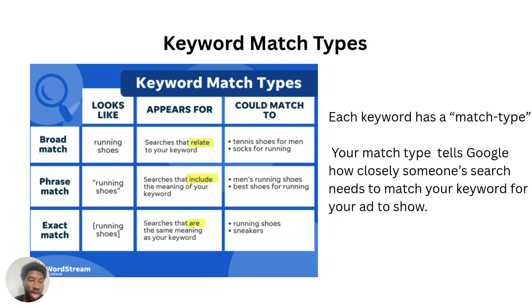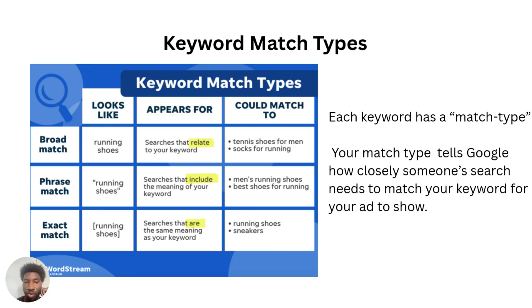Okay. And broad match is going to be the broadest, obviously, and you're going to get searches that relate to your keyword, right? So if you're searching running shoes, you might show up for socks for running or tennis shoes for men, right? So it's going to be very broad.